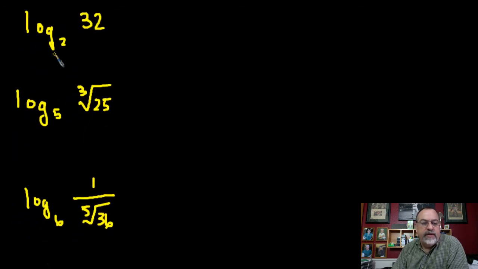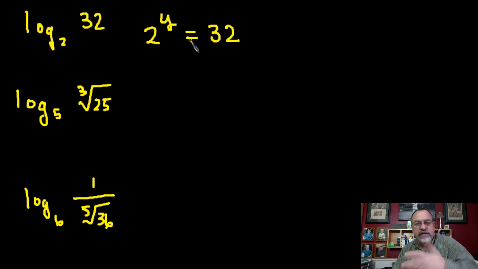So let's evaluate this expression. And again, what does log mean? What is the exponent of 2? What is the exponent of 2 that will equal 32? So that's the first step. We change it from its logarithmic form into its exponential, inverse operation, so to speak.